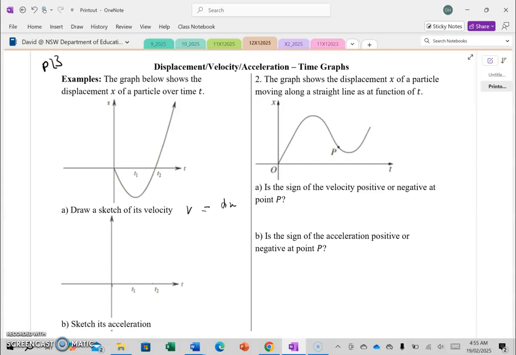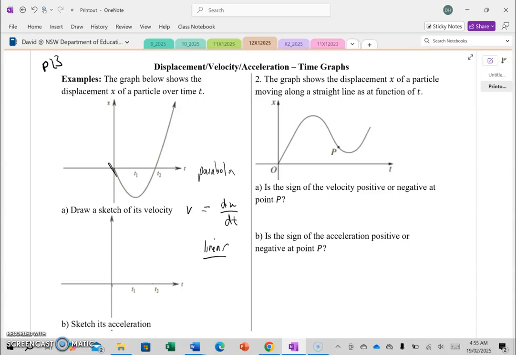Remember, velocity is the time derivative of displacement. So basically I'm trying to draw a graph of the gradient function. Okay, well this kind of looks like part of a parabola, so that would be a quadratic. If you differentiate a quadratic, you should get a linear, so I'm expecting a linear answer here. Now there's no scale on the y-axis, so you can't really draw a scale on the x-axis. You can just kind of draw the shape. So the shape is linear.